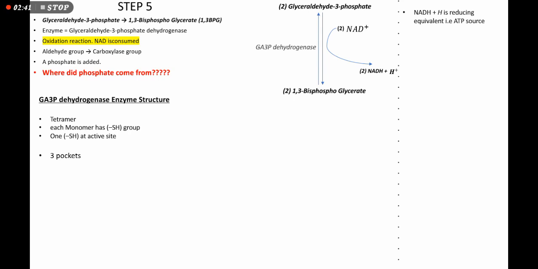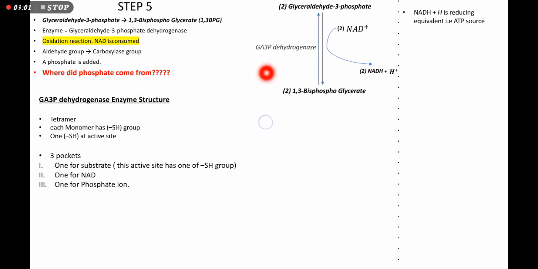Now this enzyme has three pockets. One for the substrate. I told you there was a thiol group which bound with that substrate. One for NAD, and one for phosphate ion. So the question was, where did that phosphate ion come from? Well, the answer is that the phosphate ion is already connected to the enzyme, so this question should be no more. Let me explain it to you. The enzyme has three pockets, right? One for substrate, one for NAD, one for phosphate ion. When all three are connected to these pockets, the reaction occurs, and finally 1,3-biphosphoglycerate is formed, NADH is formed, and phosphate ion is added into this.